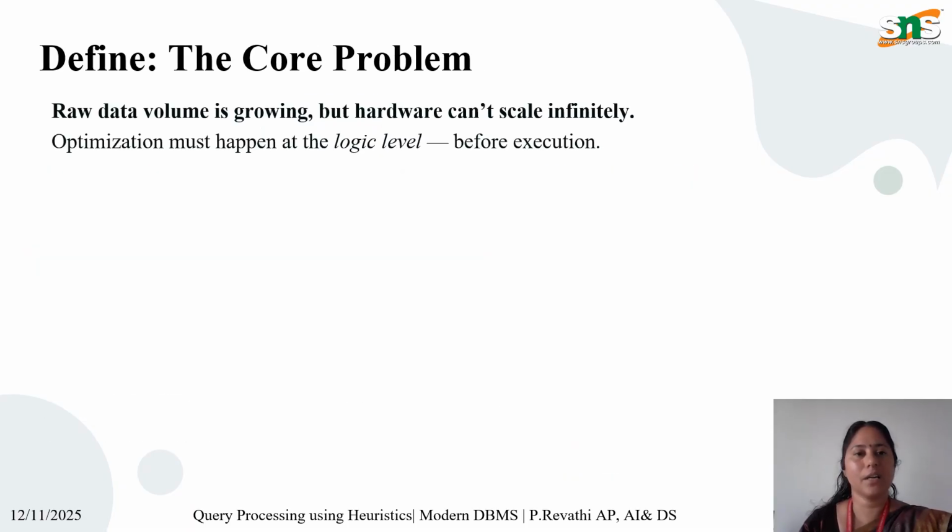Now let's define the real issue. Databases often execute poorly written SQL literally. That leads to full table scans instead of using indexes, unnecessary joins or nested subqueries, and inefficient ordering and grouping operations. As data volumes keep increasing, hardware scaling becomes costly and limited. Therefore, optimization should happen at the logical level before query execution.